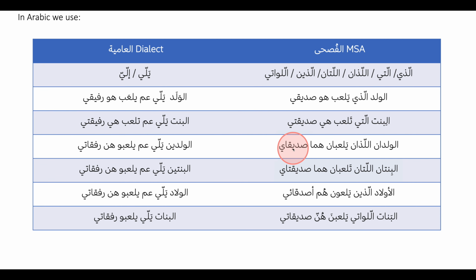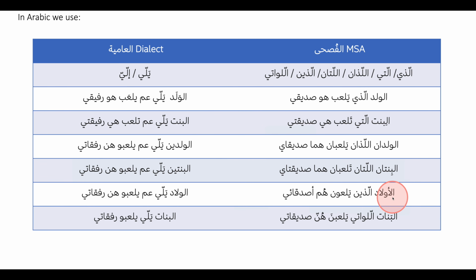صديقتاي and صديقاي. That's for the masculine, and this for the feminine jewel. Masculine jewel, feminine jewel. البنتان اللتان تلعبان هما صديقتاي. And in dialect we say البنتين يلي عم يلعبوا هن رفقاتي.